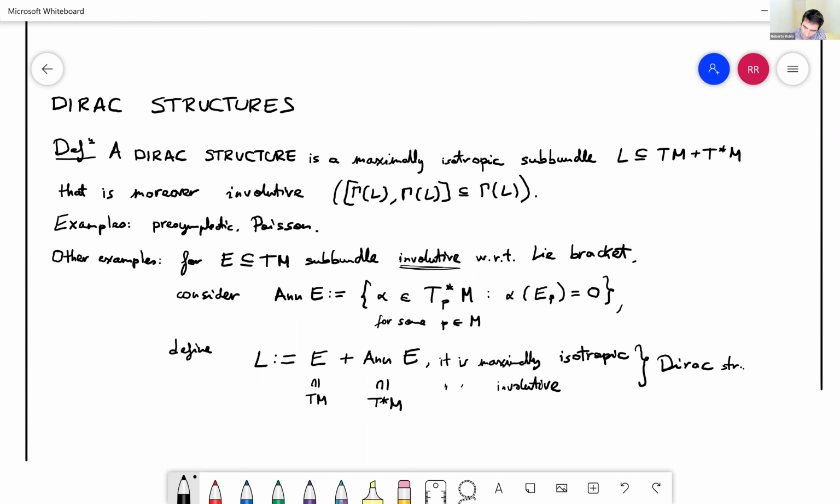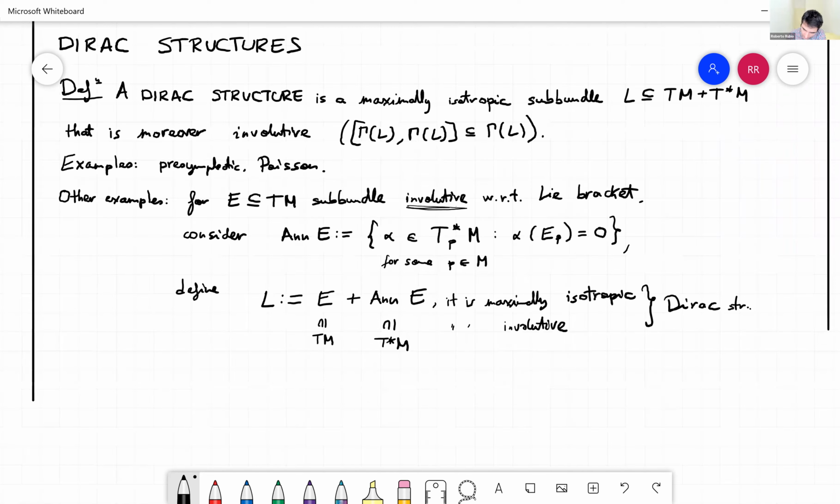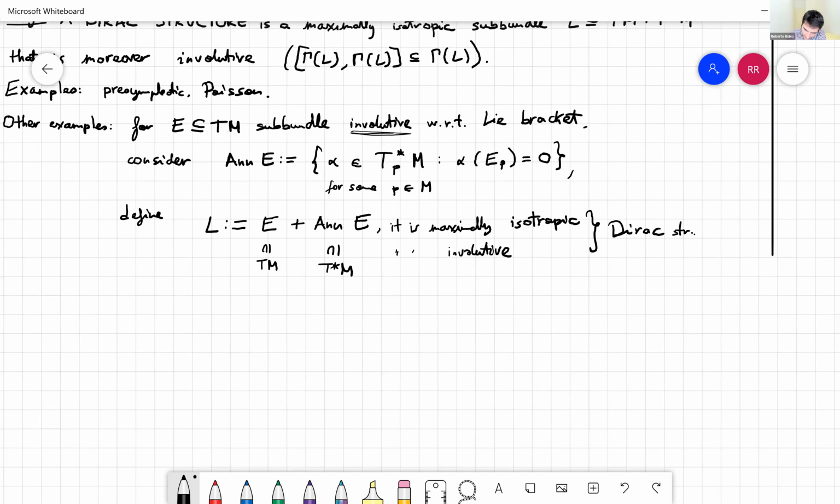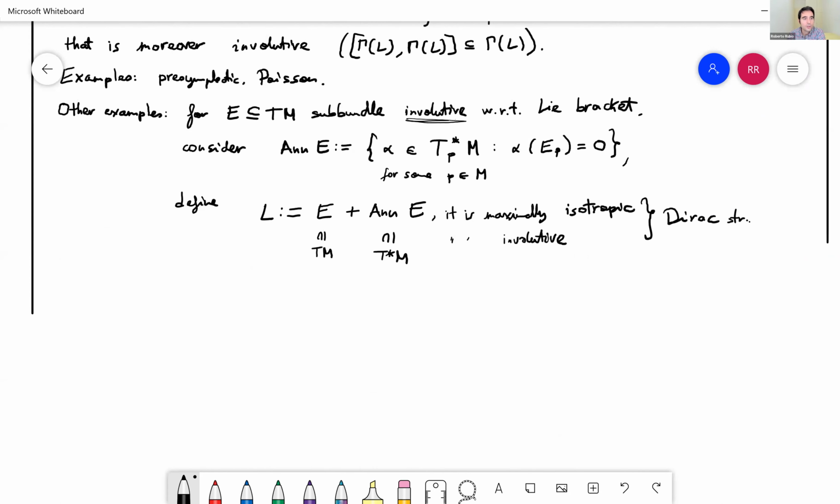So this is an example which is neither pre-symplectic nor Poisson. Now the question I'm going to leave, which I will answer tomorrow: what are the maximally isotropic subspaces? I would like to know some abundance, but let's start by doing linear algebra.